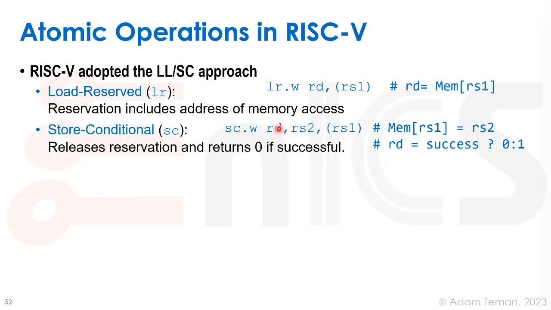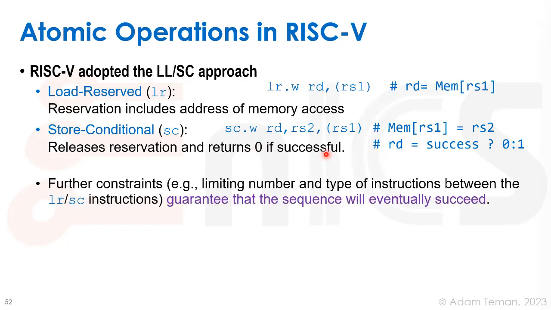And what it's going to return is, if there is a success, it's going to return a 0. And if it fails, it's going to return a 1. So that's kind of opposite of the semantics I showed on the previous slide, but it's the same type of thing, just inverted. So that's the store conditional. It's going to release the reservation in any case, and return 0 if this was successful.